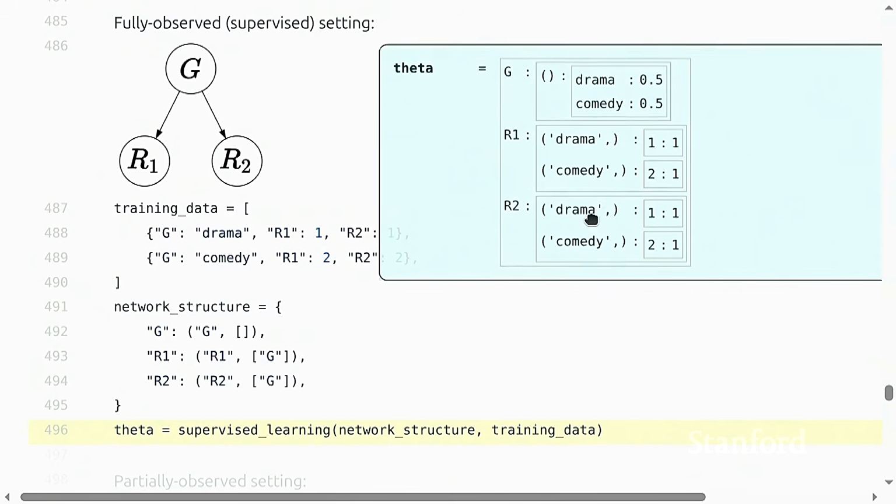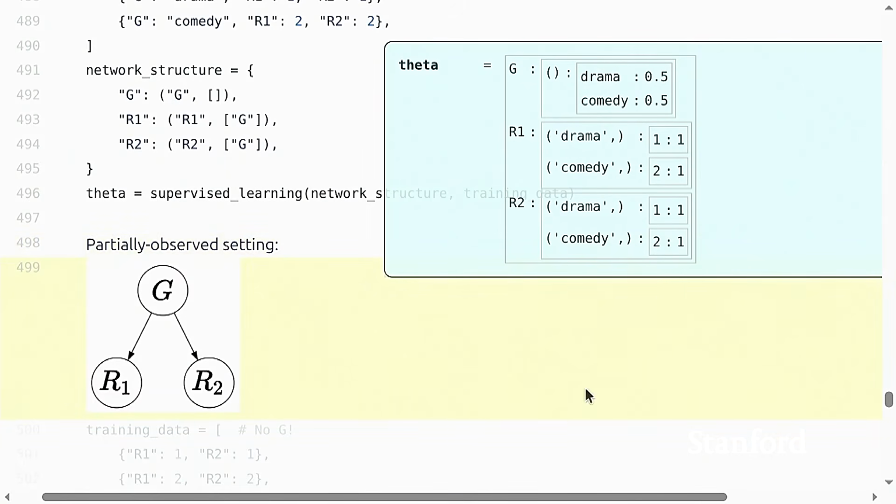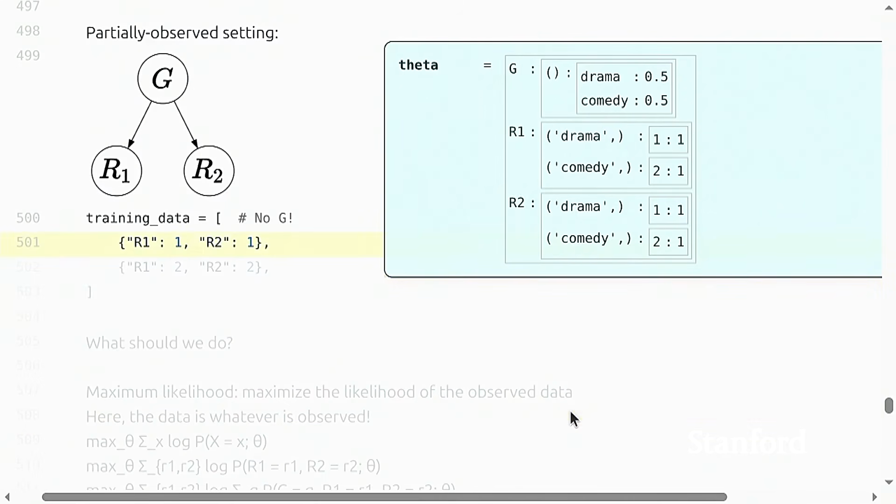And this kind of makes sense. I have one drama and one comedy, so the probabilities are split. For R1, I have probability of rating 1 given drama is 1, probability of rating 2 given comedy is 1, and so on and so forth. Okay, but in the partially observable setting, I still have the same model, but now my data is different. Now I don't have a G anymore. Okay, so now what should we do?